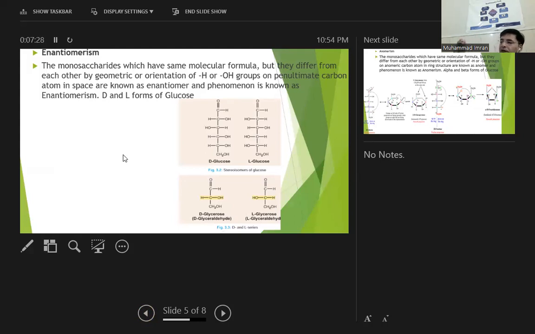If we bombard plane polarized light on the racemic mixture, it shows no deviation, either to the right side or left side. So there is no optical activity. If there is no optical activity, it means there is a racemic mixture. To check D and L form, we use an instrument which is known as polarimeter or NMR.